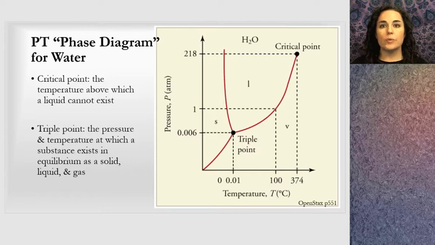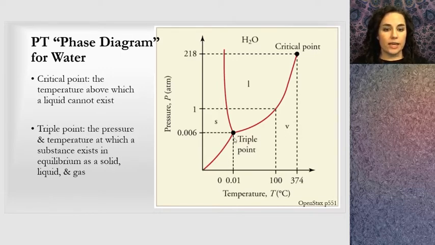One of the ways that we represent phase change is with a pressure-temperature graph. So this is what we call a phase diagram, and notice that this phase diagram is for water. Each substance will have its own phase diagram. What you see on the phase diagram is three distinct regions. There's S for solid. In this region, it's a solid. Over here is a liquid. We can see that there's a liquid region here. And then over on this side is V for gas or vapor.